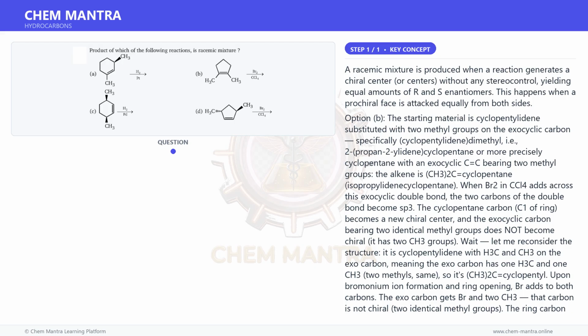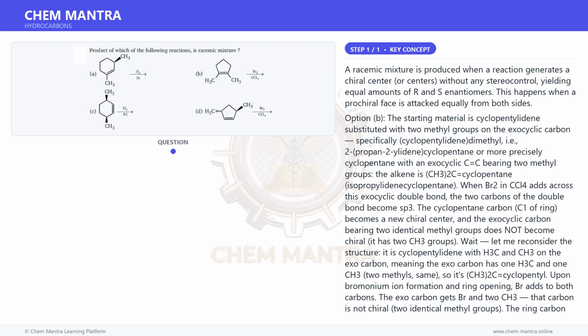A racemic mixture is produced when a reaction generates a chiral center or centers without any stereo control, yielding equal amounts of R and S enantiomers. This happens when a prochiral face is attacked equally from both sides.